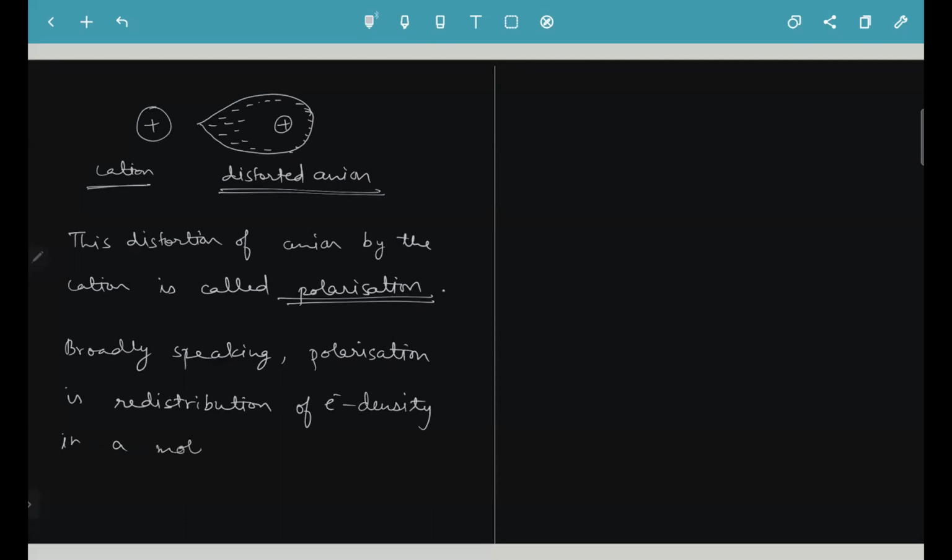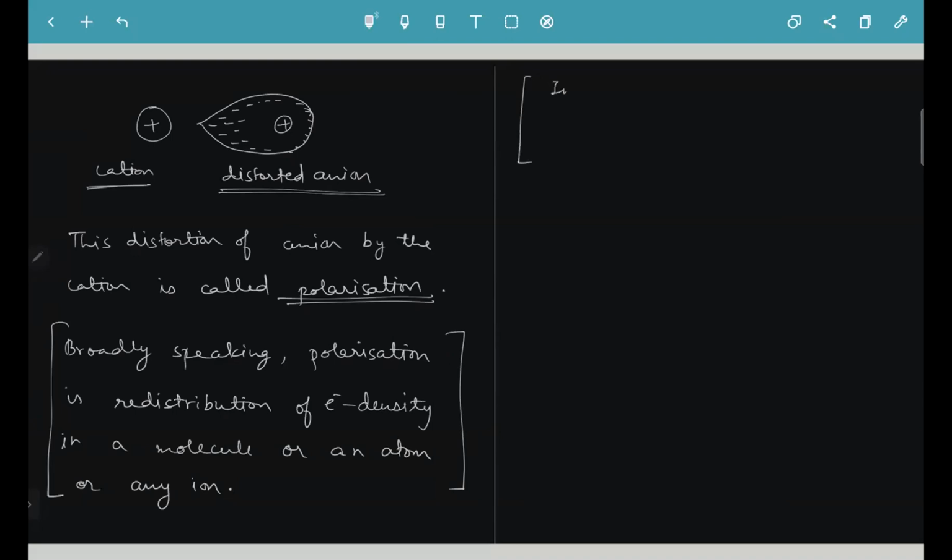In a molecule or an atom or any ion. This is the broader definition of polarization. In terms of ionic compounds, it is generally the anion that is polarized by the cation. Polarization of cation by anion is negligible. We generally ignore it. Okay?